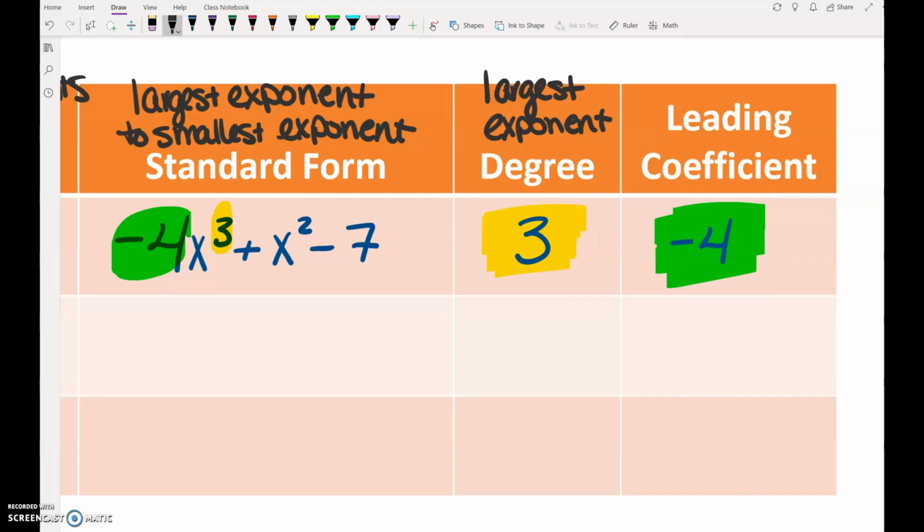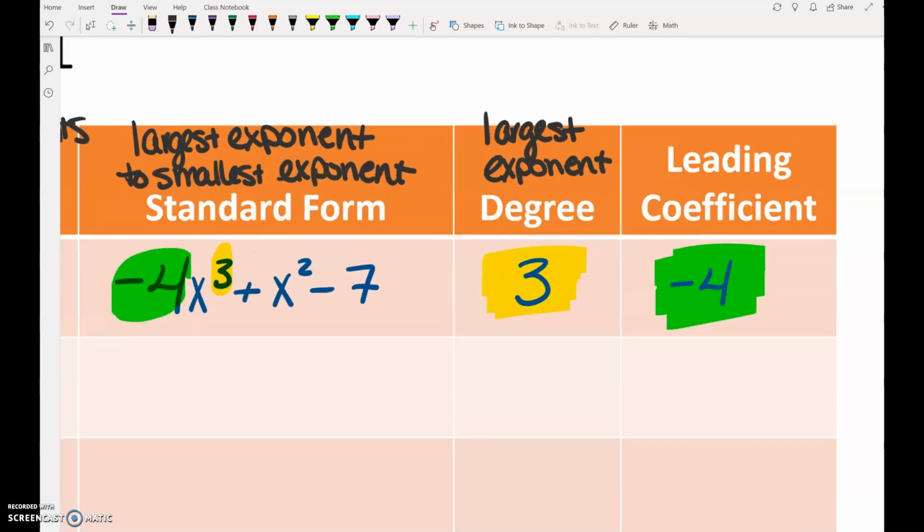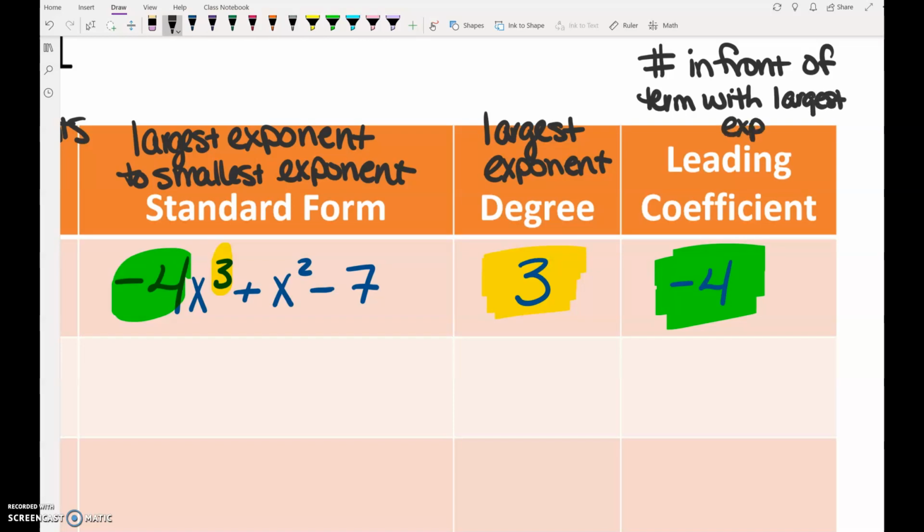So for notes up here, the leading coefficient, what do you want to write there? Number in front of term with largest exponent.